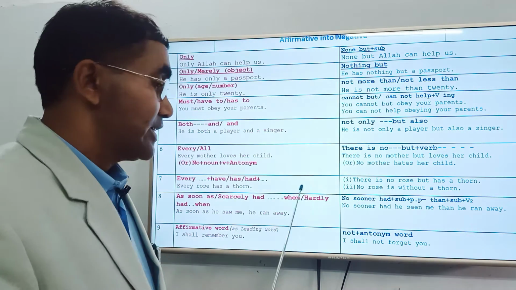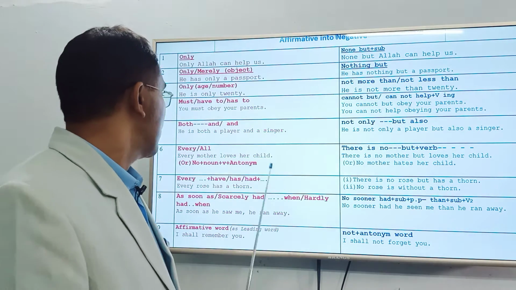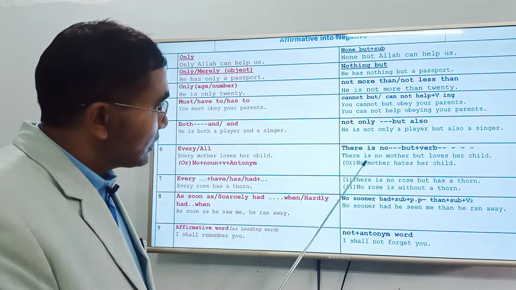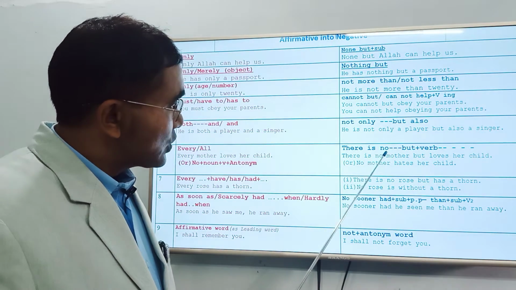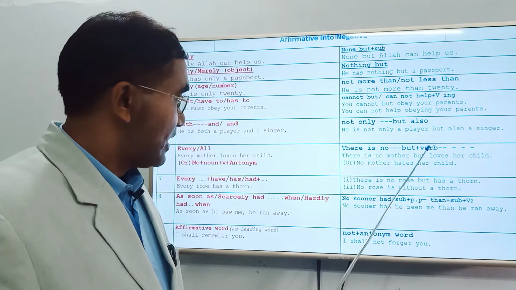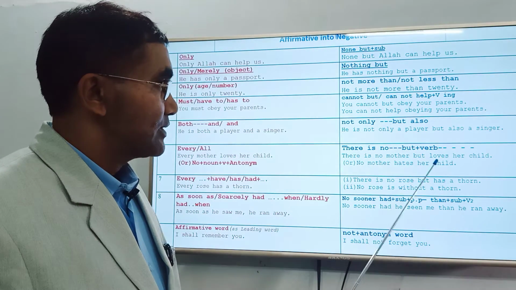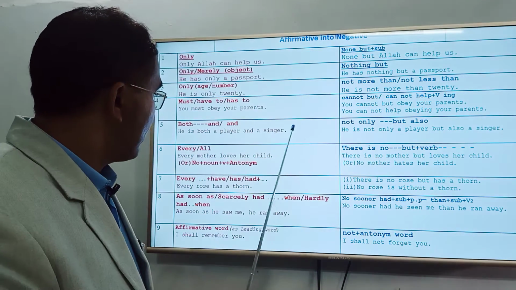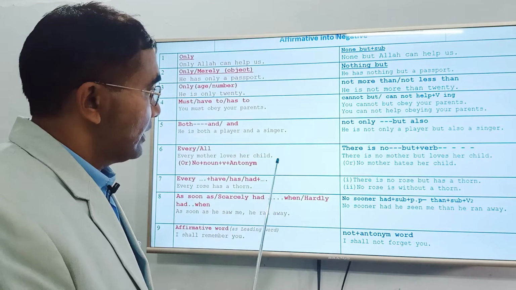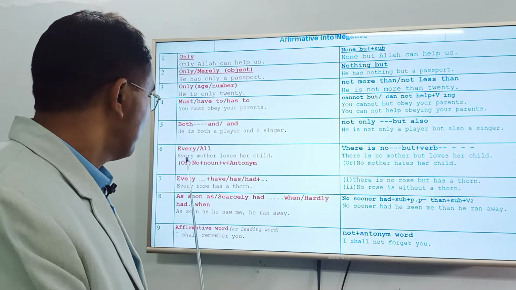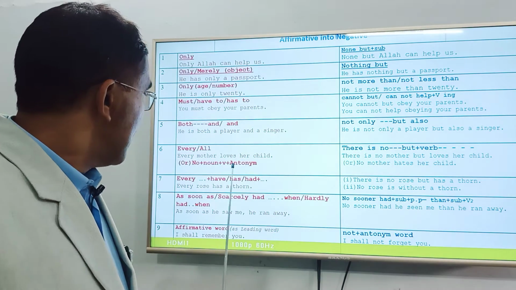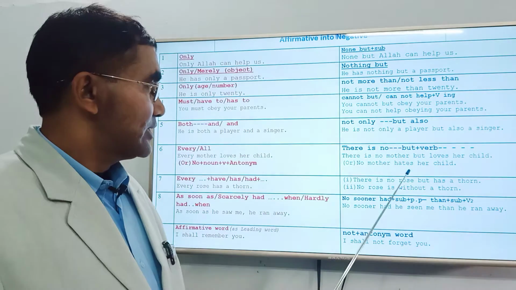If you find any affirmative sentence with every or all, as for example, every mother loves her child, the negative form can be there is no mother but loves her child. Or the negative form can be different from the first one: no mother hates her child.